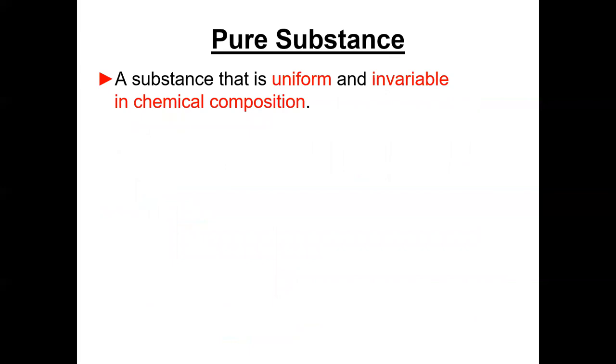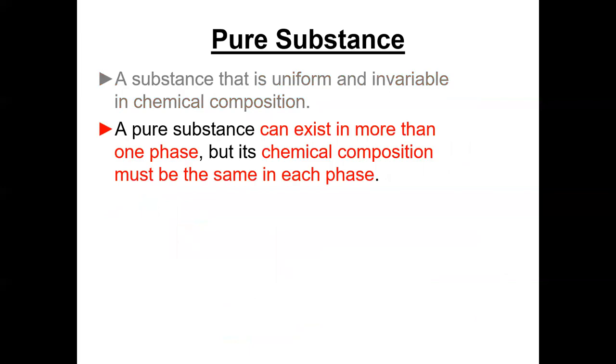Okay, pure substance: a substance that is uniform and invariable in chemical composition. And again, a great example is water. Or you could have ammonia, where you just have a single chemical species. Or if you have a mixture, you assume perfect mixing, and so then it may have different molecules in there, but it's homogeneous throughout. It means that it doesn't change from one area to another. But its chemical composition must be the same in each phase as well.